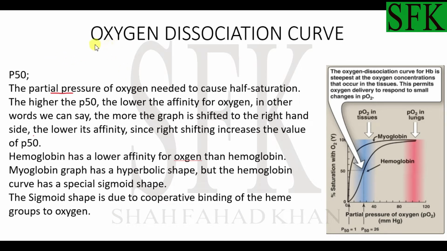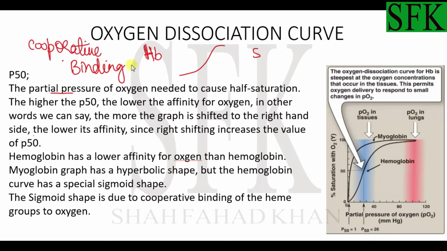So in this lecture we are gonna talk about the oxygen dissociation curve of hemoglobin. This is the curve for dissociation of oxygen from oxygenated hemoglobin and then subsequently loading of hemoglobin with oxygen. It has a general sigmoid shape, an S-shaped curve, and that is due to the cooperative binding of the heme groups in the hemoglobin to oxygen molecules.